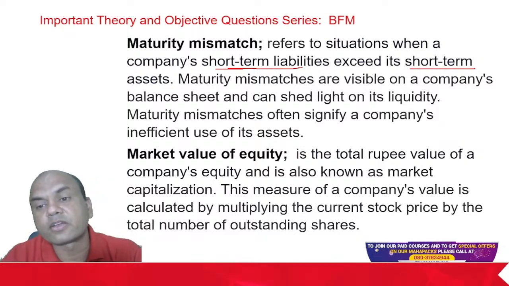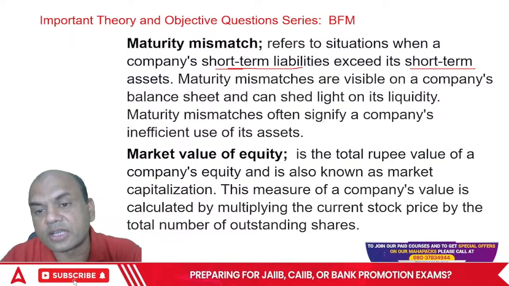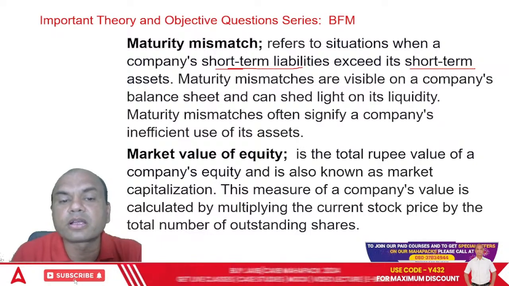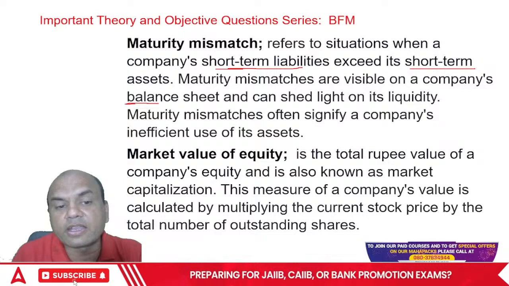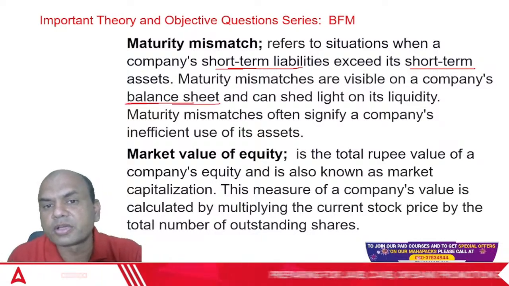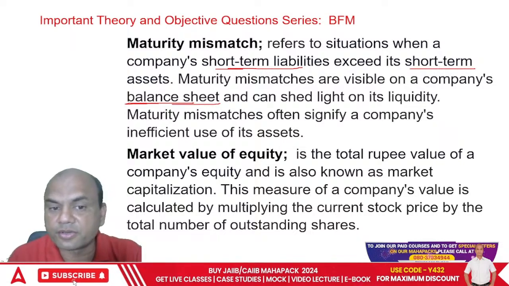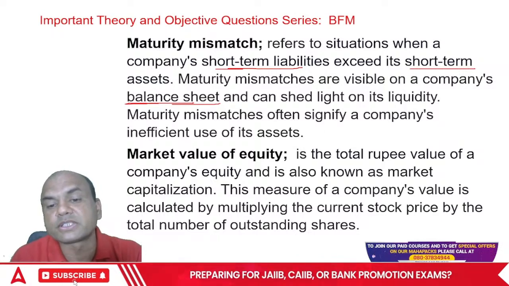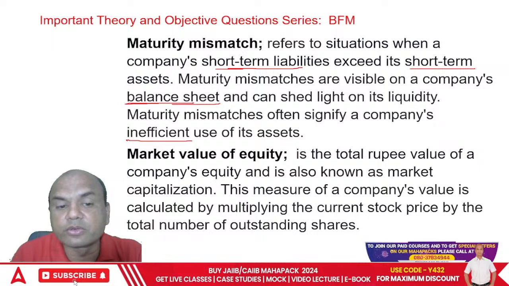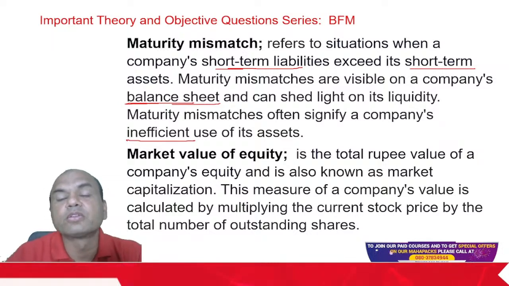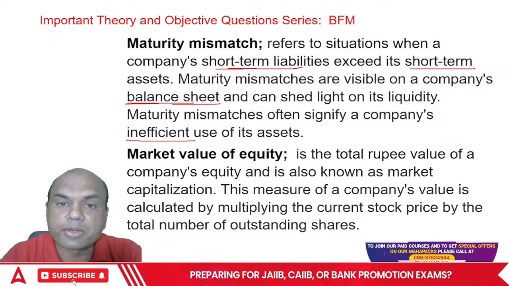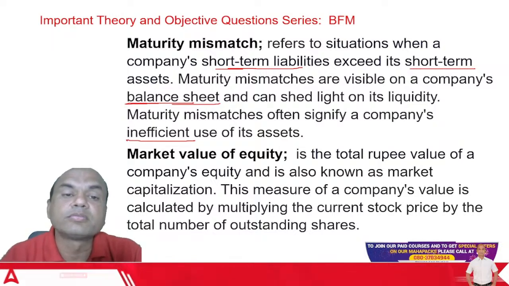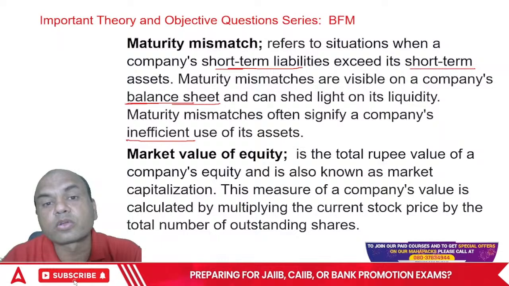So maturity mismatches are visible on the company's balance sheet and can shed light on its liquidity. So immediately if there is a maturity mismatch, it will be shown in the company's balance sheet. Why? Because the interest difference will immediately be displayed. After all, you can't hide anything from the balance sheet. Okay. Maturity mismatches often signify a company's inefficient use of its assets, isn't it? Inefficient use means what? If I am having the loans, then I must use them properly. Properly means what? As a bank, I must see to it that they are going to productive assets, not to the NPA ones, right?